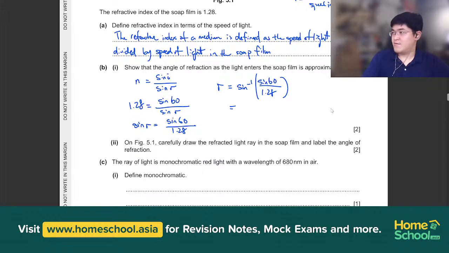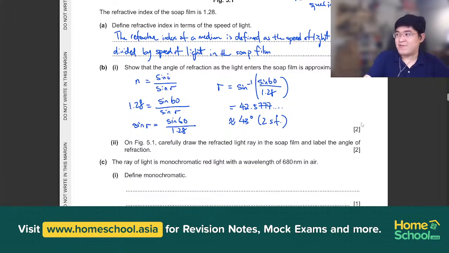And once that's done, you should get 42.5777, so on. And of course, as you see over here, this is in two significant figures. So let's round this up to two significant figures. 5 is equal to or greater than 5, so we round 2 to 3. You round it upwards. 43 degrees in two significant figures. Okay? And that is how you get your full 2 marks.